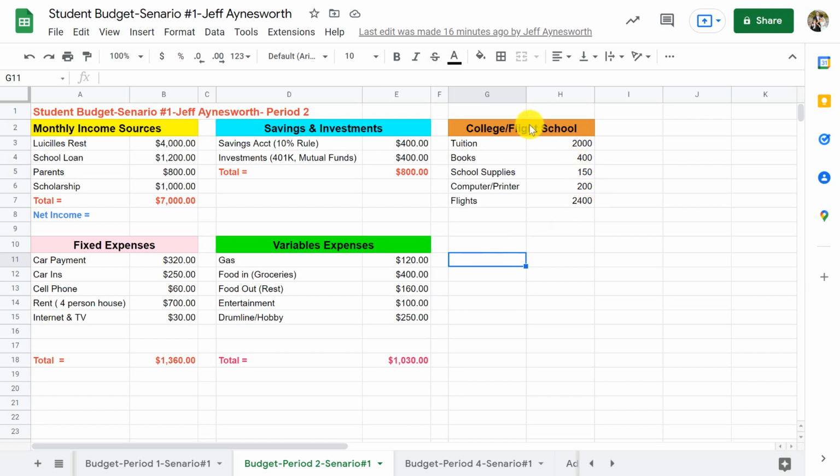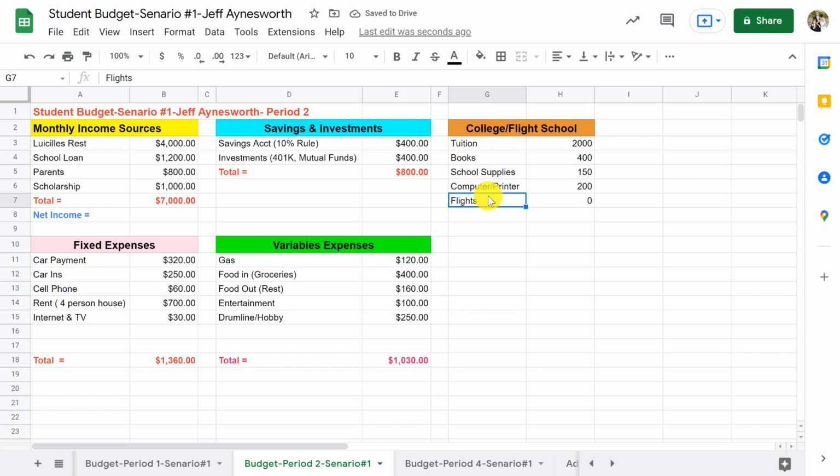We ended with the college expenses like tuition, books, school supplies, computer, printer, flights, and all that kind of stuff. Of course, you won't have a number in for flights. I'm using my son as an example here. He's in flight school, but you guys are going into college. So if that's the case, you can put 0 here, or maybe even modify that and put something in that's appropriate for you.